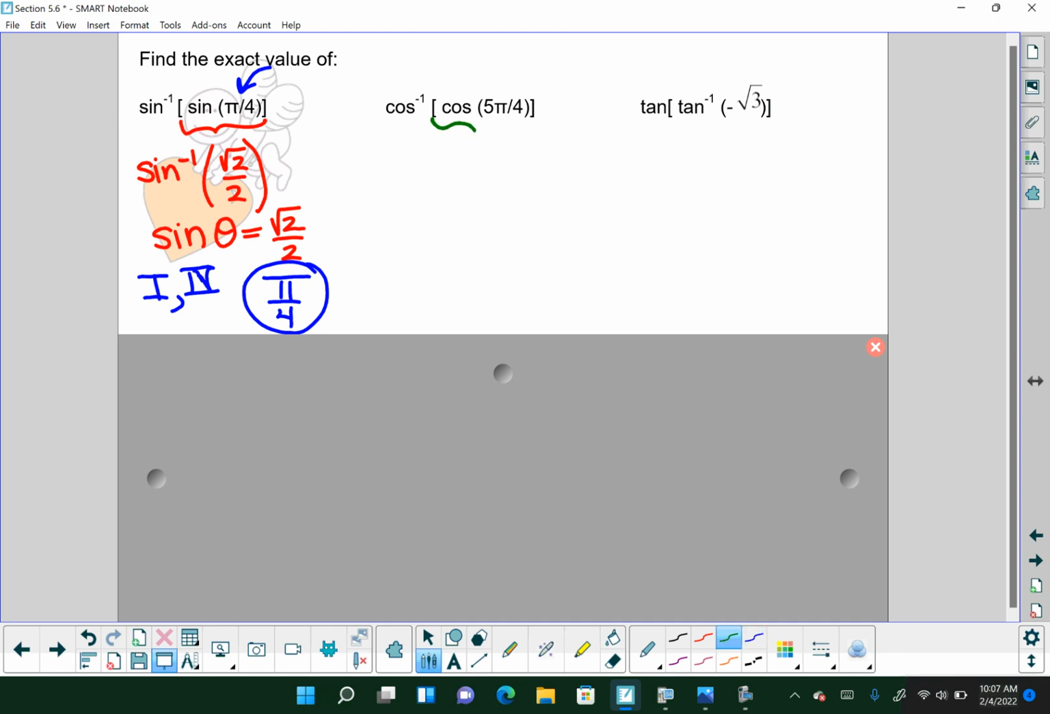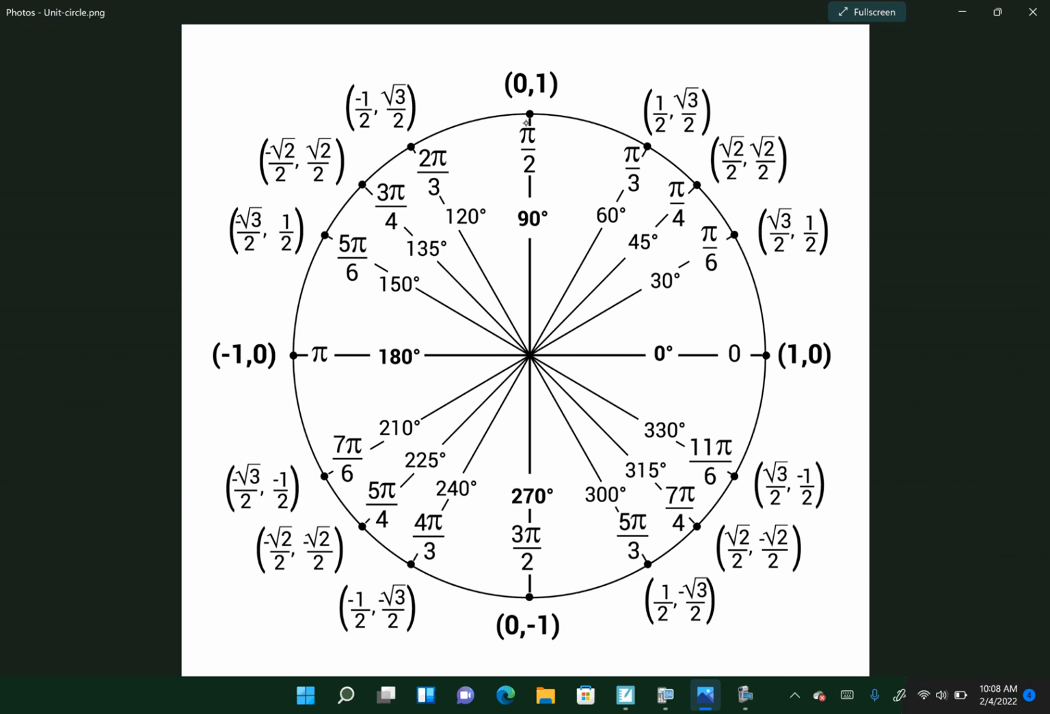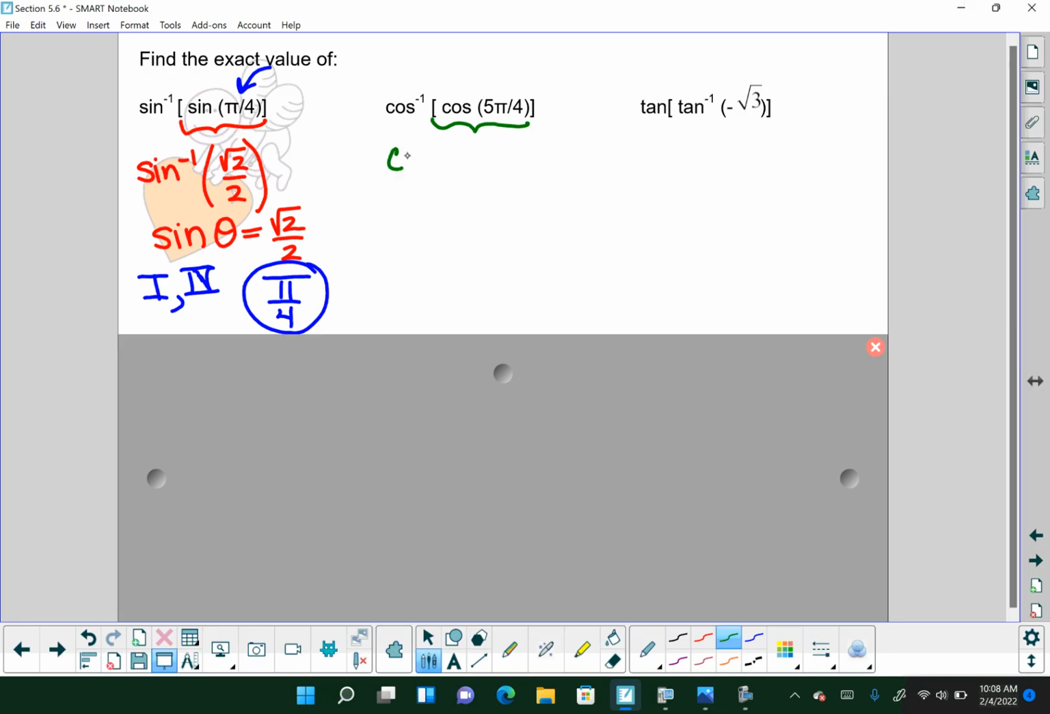Inverse cosine of 5 pi over 4, or sorry, cosine. It's not an inverse yet. Cosine of 5 pi over 4. So looking at our unit circle, 5 pi over 4, cosine we know is our x value, negative rad 2 over 2. So that inside there becomes negative rad 2 over 2.